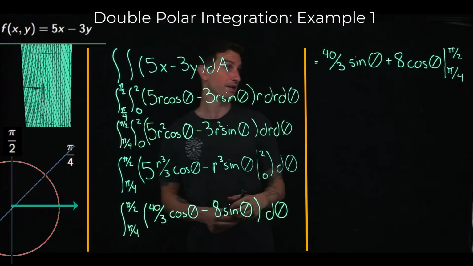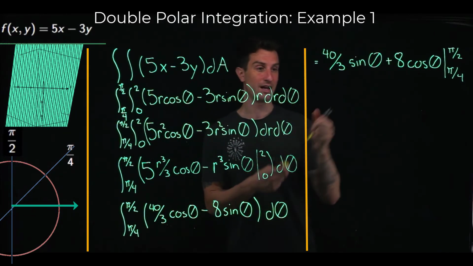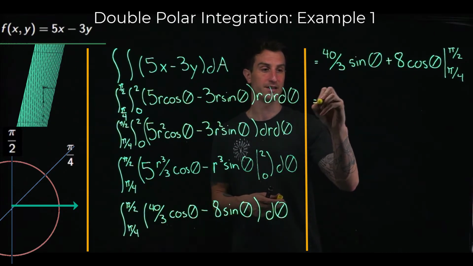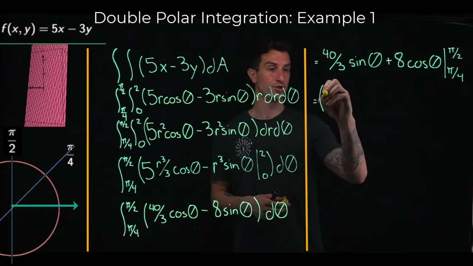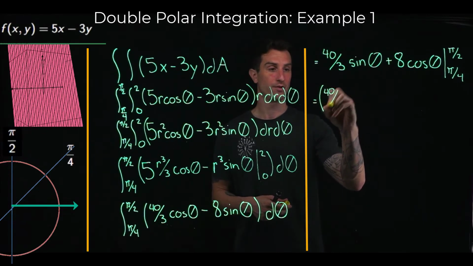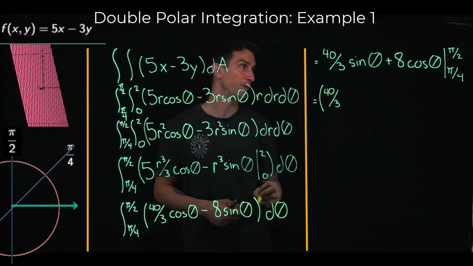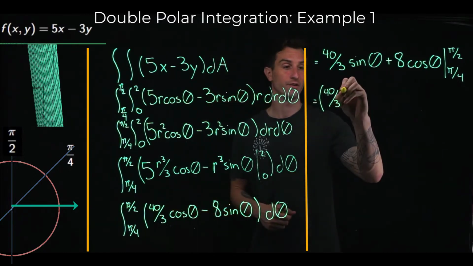Now, if I plug in pi over 2, let's see what happens. I might need to split this up into two pieces here. If I plug in pi over 2, I have 40 over 3. Sine of pi over 2 is going to be 1. Okay, well that's nice to work with.